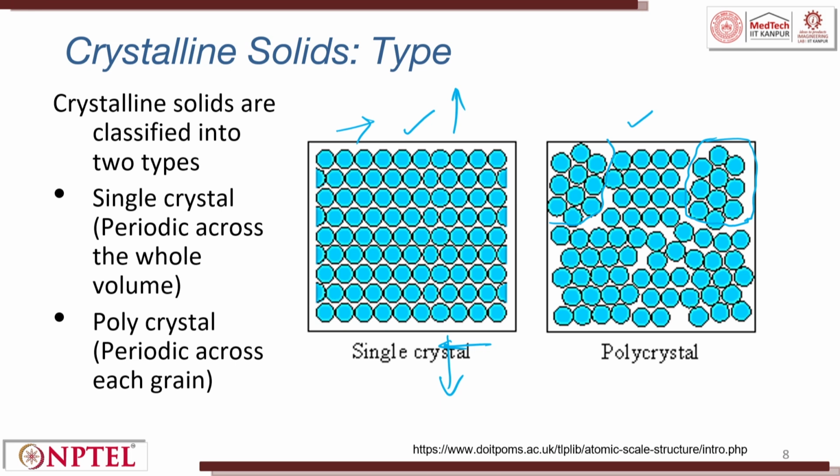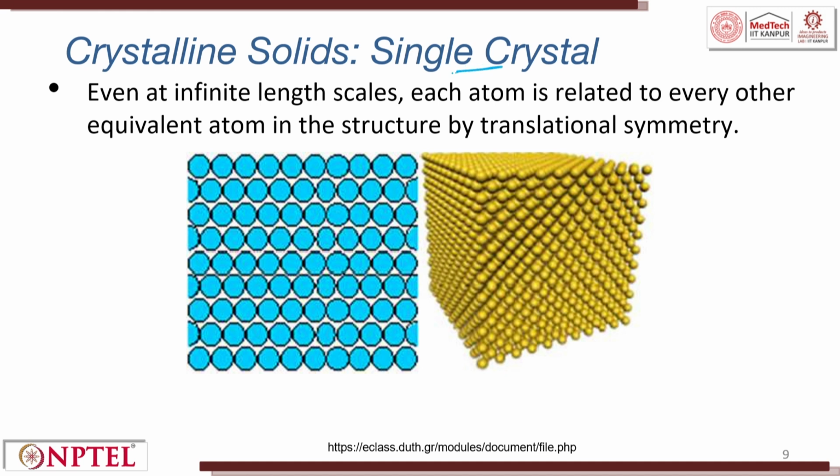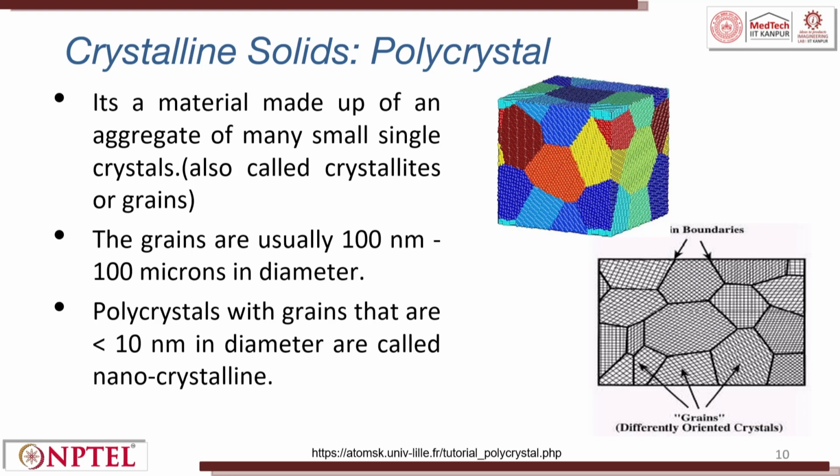In non-crystalline, polycrystalline and amorphous. So, these are polycrystal materials. When we talk about single crystal, an example is silicon. Even at infinite length scale, each atom is related to every other equivalent atom in the crystal by translational symmetry. So, this is seen in single crystal. Silicon, you can have single crystal.